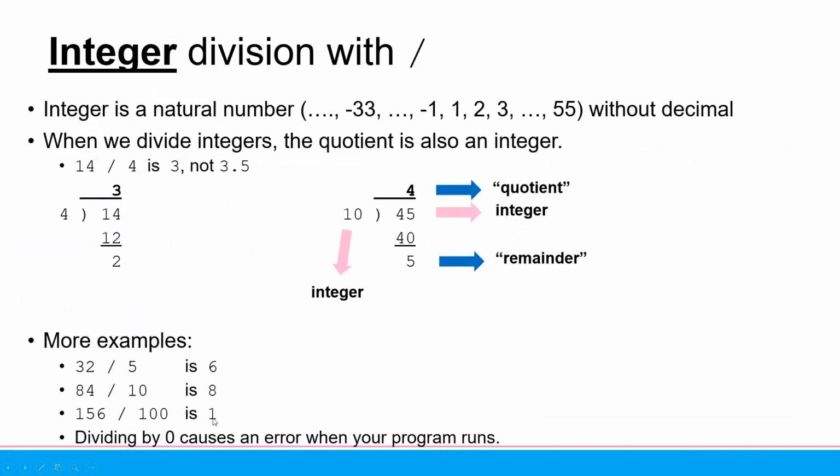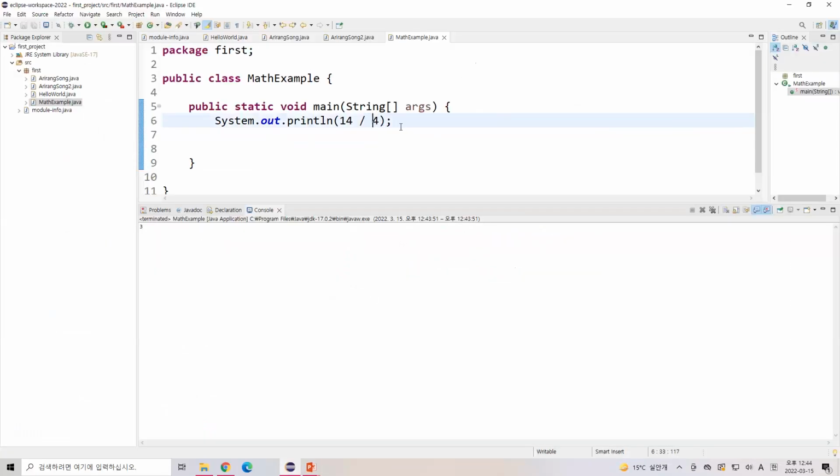And do not divide by 0 because it is not possible. Dividing by 0 causes an error when your program runs. You can try 14 divided by 0. There is no error. Okay? There is no error message here. But when you run, then you will get the error message at the output section. It shows that it is divided by 0. It means the computer cannot do this arithmetic operation.